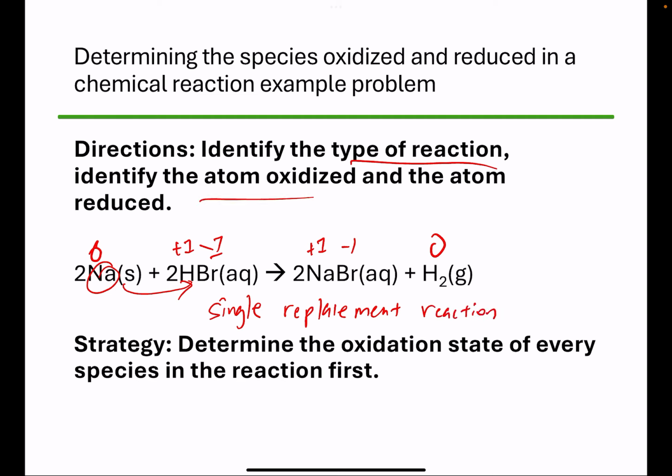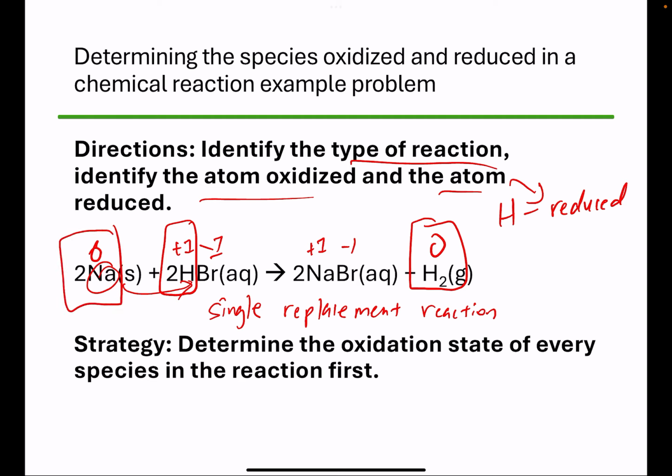To determine what's oxidized, we just follow the charge, right? So H is our +1, and now it's 0. So H is the one being reduced. Then which one is being oxidized? So the atom being reduced is right here. Where does that electron come from? Well, obviously it has to come from sodium then, right? Sodium loses 1 electron, so sodium is gonna be our oxidized element.